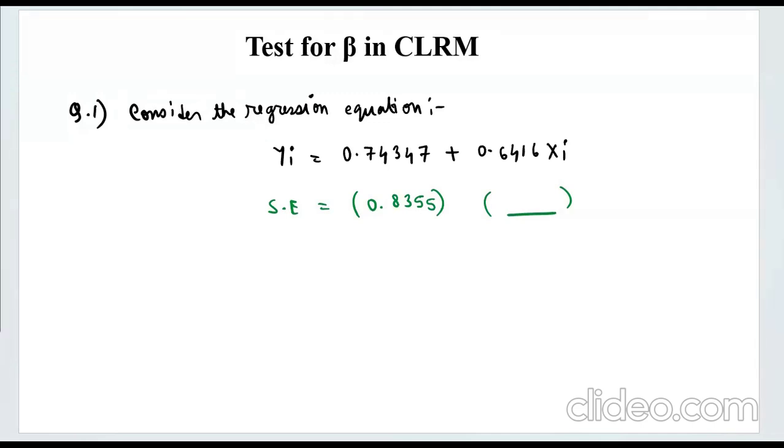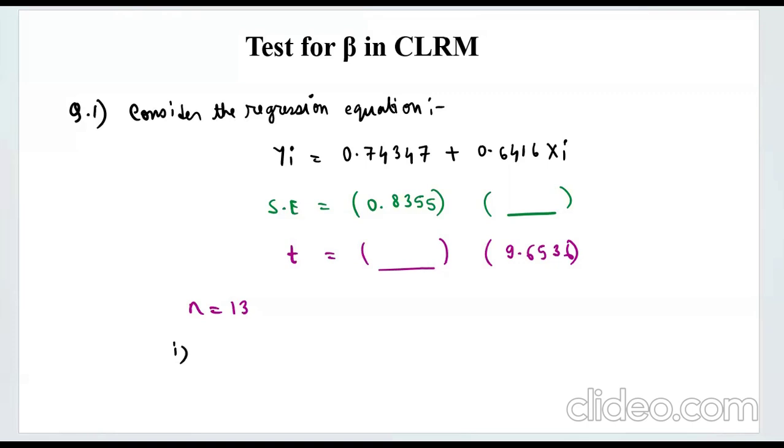And the third thing is the t statistic value. The t statistic value of alpha cap is not given to you, but the t statistic value for beta cap is given to you as 9.6536. This is the value. Also, n is given to you as 13. That is the sample size.